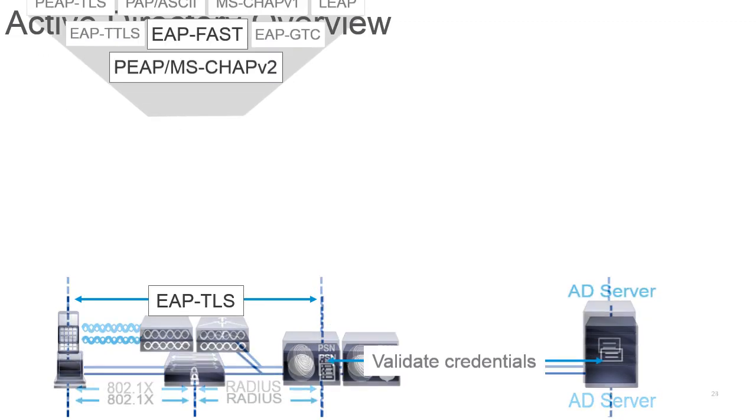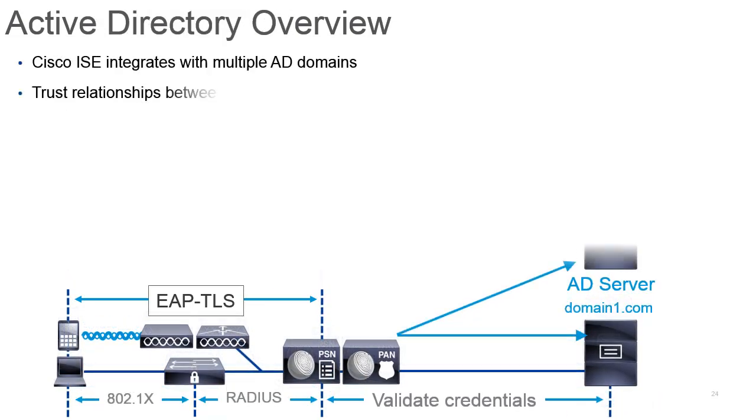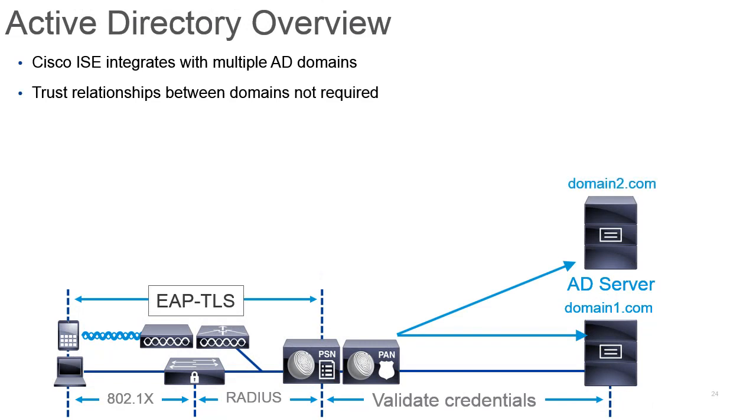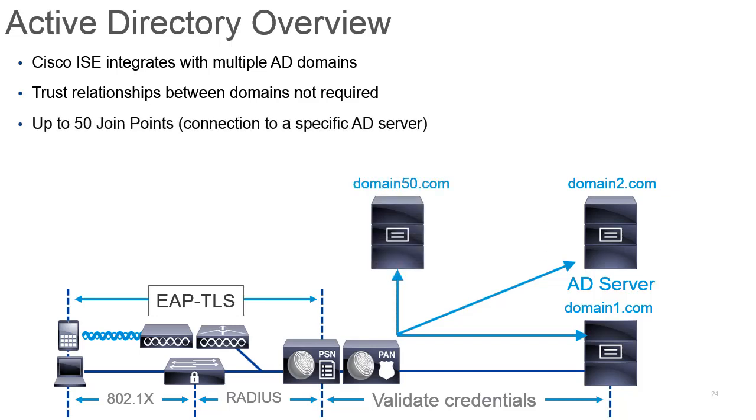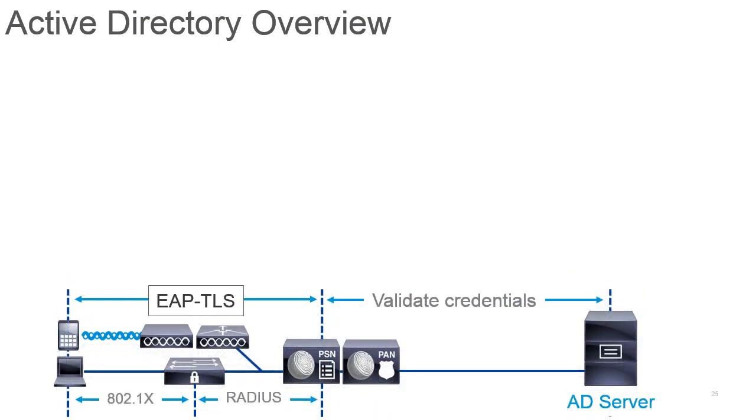Also, Cisco ISE supports integration with multiple Active Directory domains without requiring you to establish trust relationships between these domains. You can connect up to 50 join points or independent connections to a specific AD server. Now, regardless of how many servers you connect to, you may occasionally have issues with ambiguous Active Directory credential formats. Now, this can be resolved with the Cisco ISE Identity Rewrite feature.